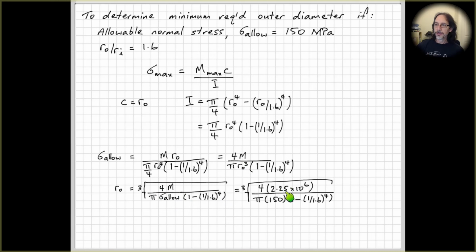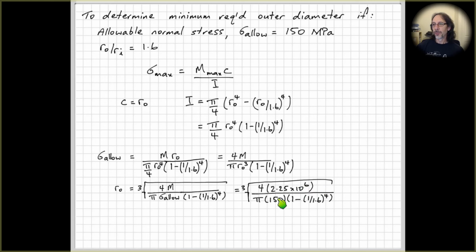Something a little bit different that I've done here. So now I've got 2.25 by 10 to the 6, whereas previously I had 2.25 by 10 to the 3. So what I've done here is to work in newtons, millimeters, and megapascals. Here I've converted 2.25 kilonewton meters into 2.25 by 10 to the 6 newton millimeters. So the kilonewtons becomes 10 to the 3 newtons, the meters becomes 10 to the 3 millimeters. So that's why it's 10 to the 6.